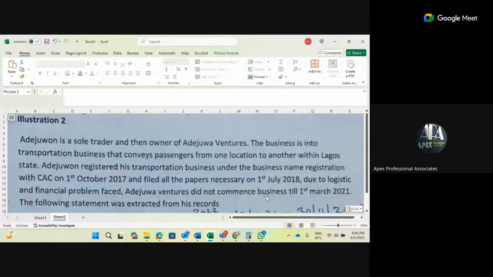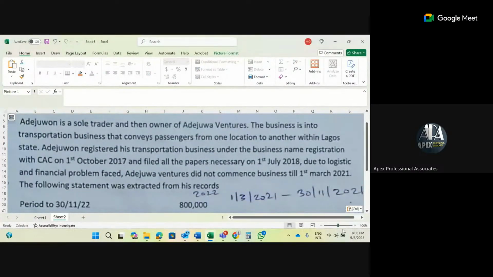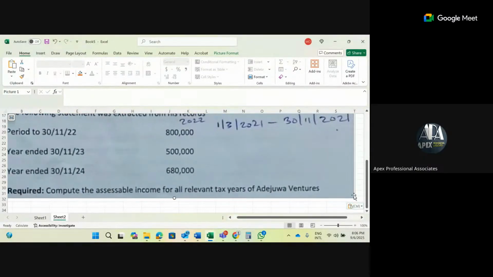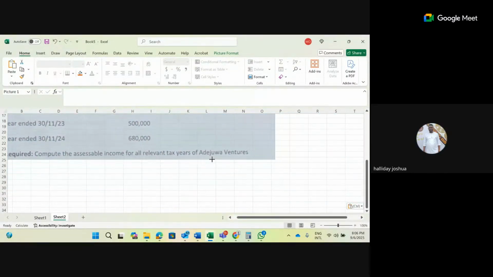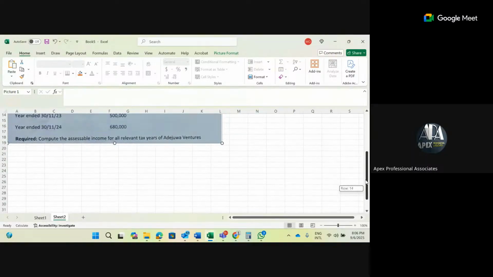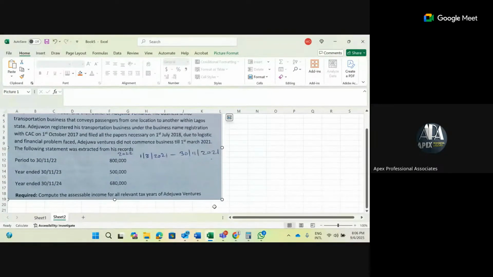Please don't use your noise to distract us. If you're in a noisy area, kindly mute your mic. I permit you to mute your mic. If you know you are going to be in a noisy area, please mute your mic.